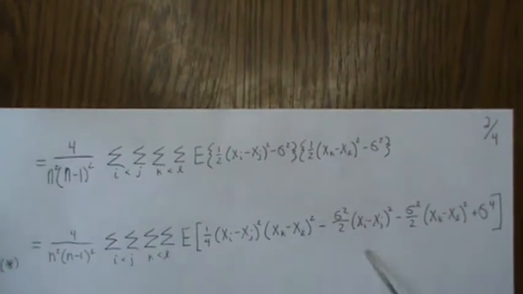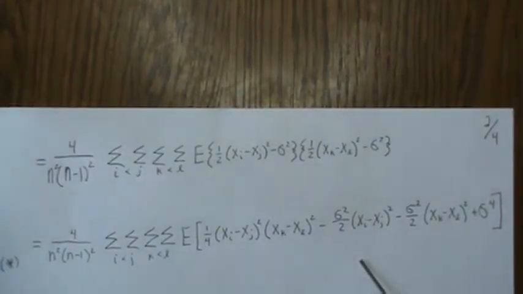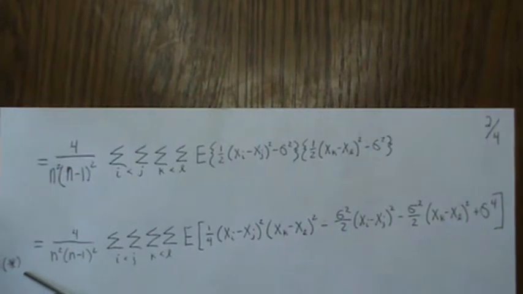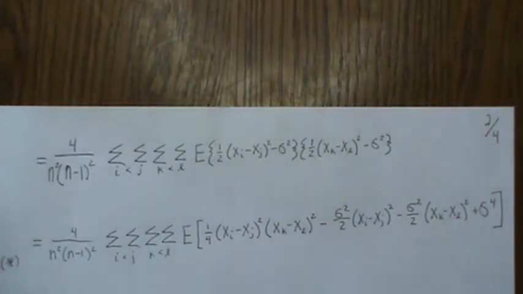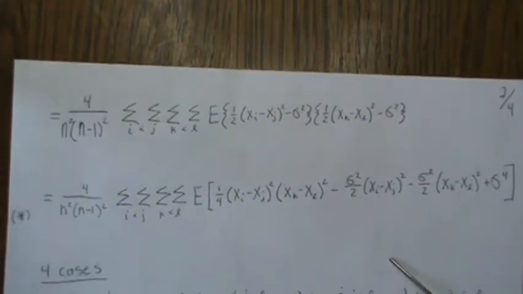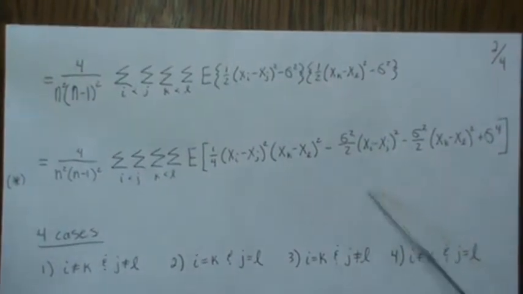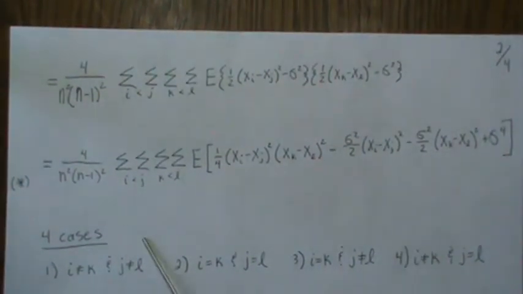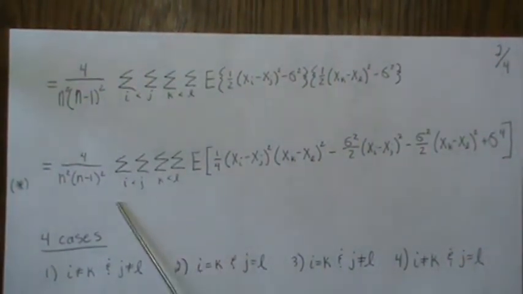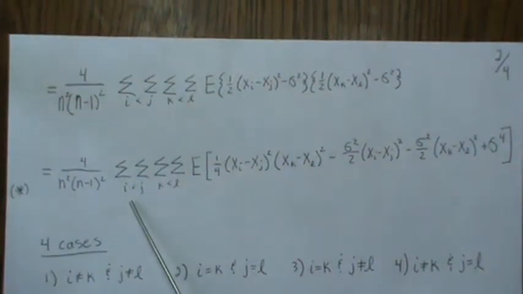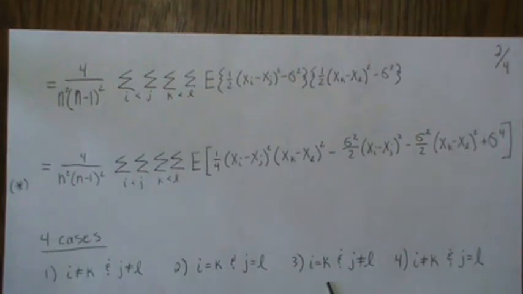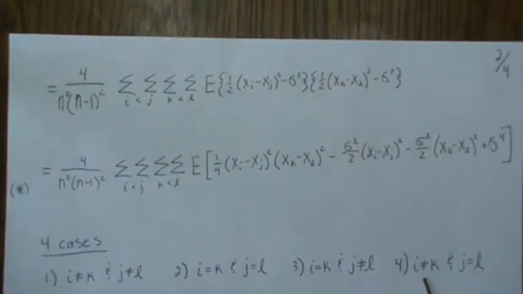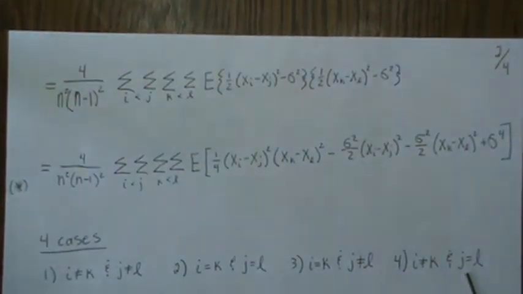So now there are different cases we have to consider. Also, there's going to be a star, because in a page we're going to come back to this spot. But for now, we need to stop and break it up into smaller pieces. And we're going to consider 4 cases: where none of these indices are the same, where I and K are equal, and J and L are equal, and then I and K are not equal, and then I and K are not equal and these 2 are equal.